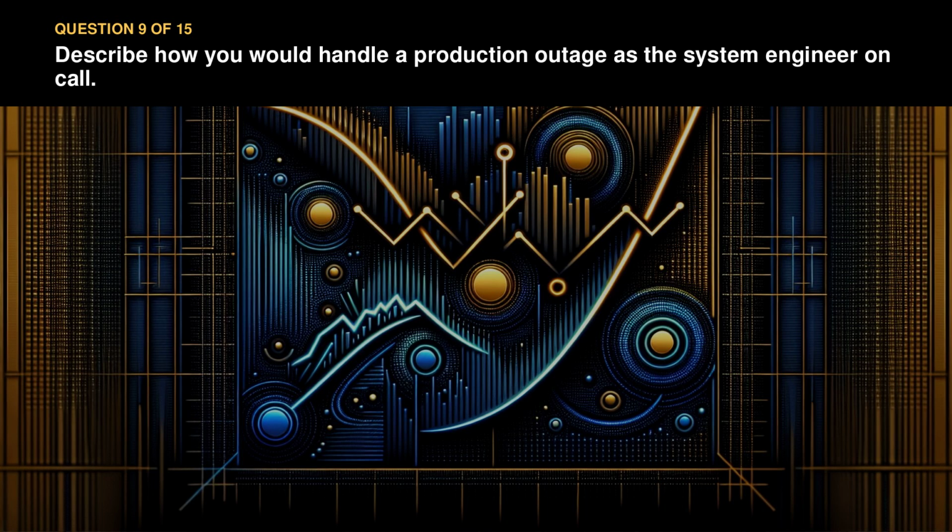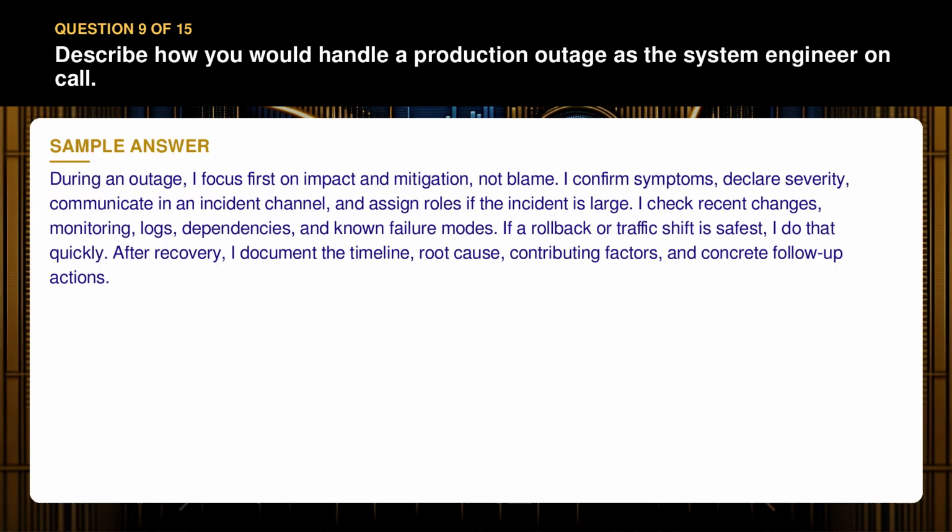Question 9. Describe how you would handle a production outage as the system engineer on call. During an outage, I focus first on impact and mitigation, not blame. I confirm symptoms, declare severity, communicate in an incident channel, and assign roles if the incident is large. I check recent changes, monitoring, logs, dependencies, and known failure modes.